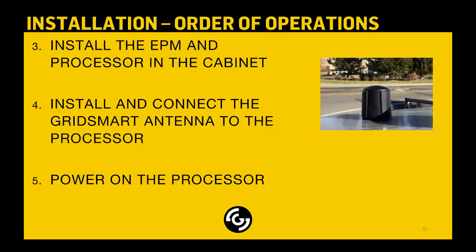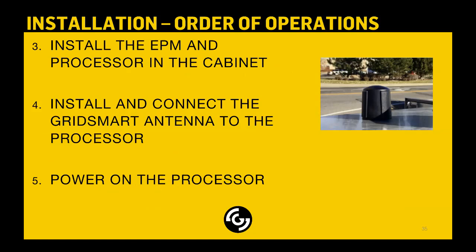So the next step would be to install the EPM and the processor in the cabinet. All right. Then you want to follow that with the antenna. And the antenna is an external antenna that mounts on the outside of the cabinet.